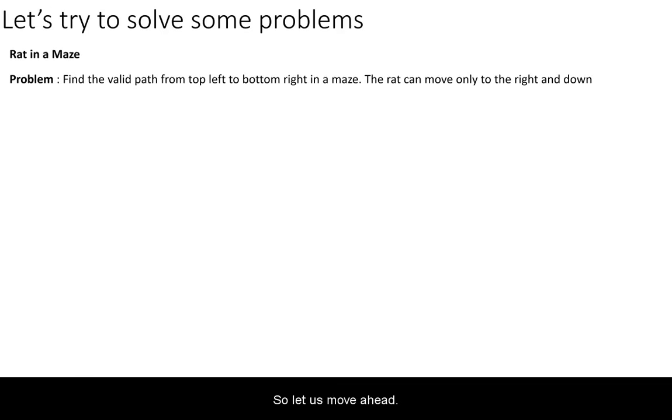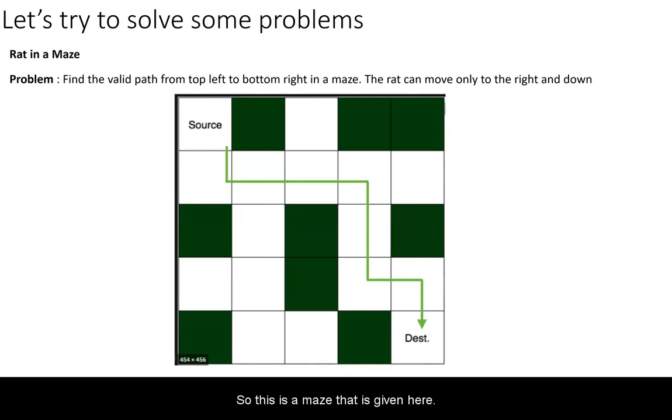So let's move ahead. This is a maze that is given here. These are walls in the maze which you cannot enter. The white cells are the only cells where you can move. This is given as a starting point. This is given as the destination point, right? And what has been given as a constraint is the rat can move only right and down. That means the rat can move down, right. Only 2 positions are allowed. It cannot go left. It cannot go up. These are the constraints given.